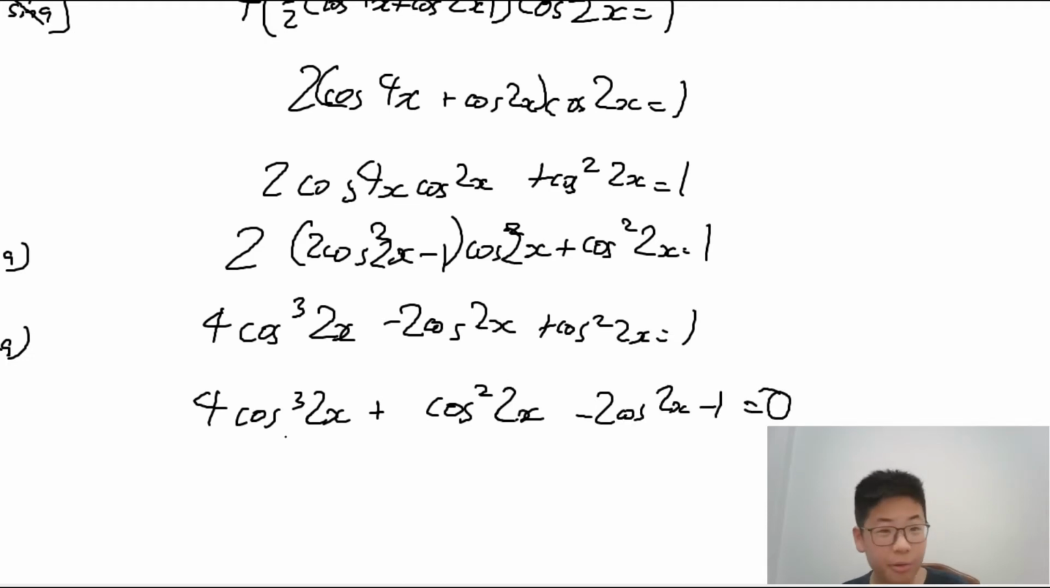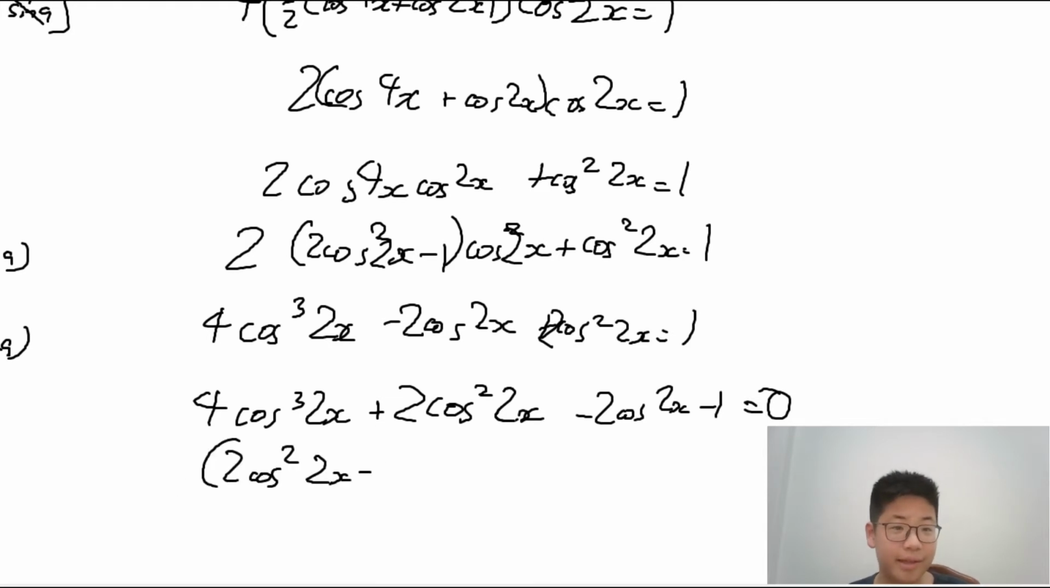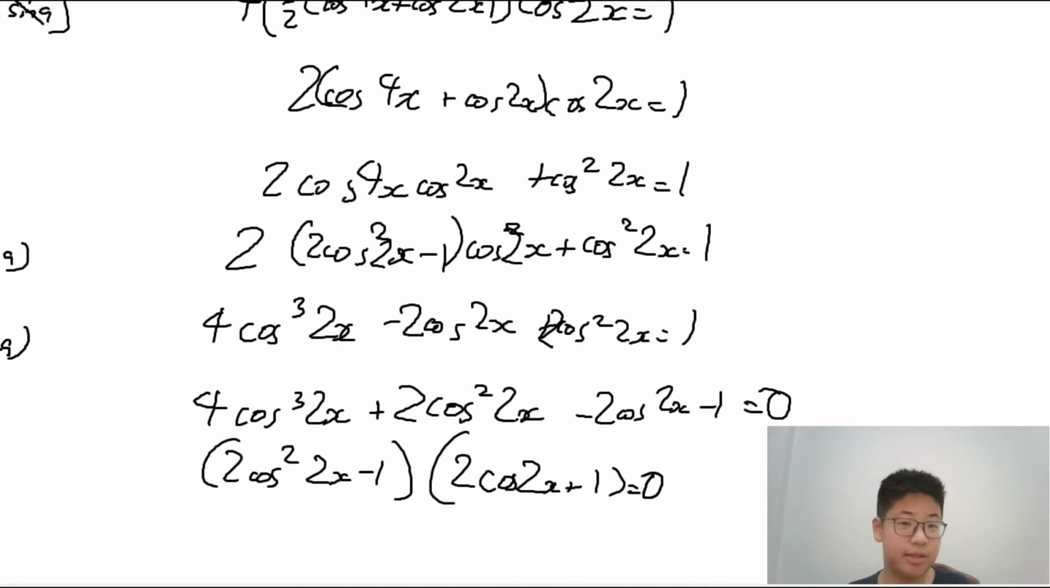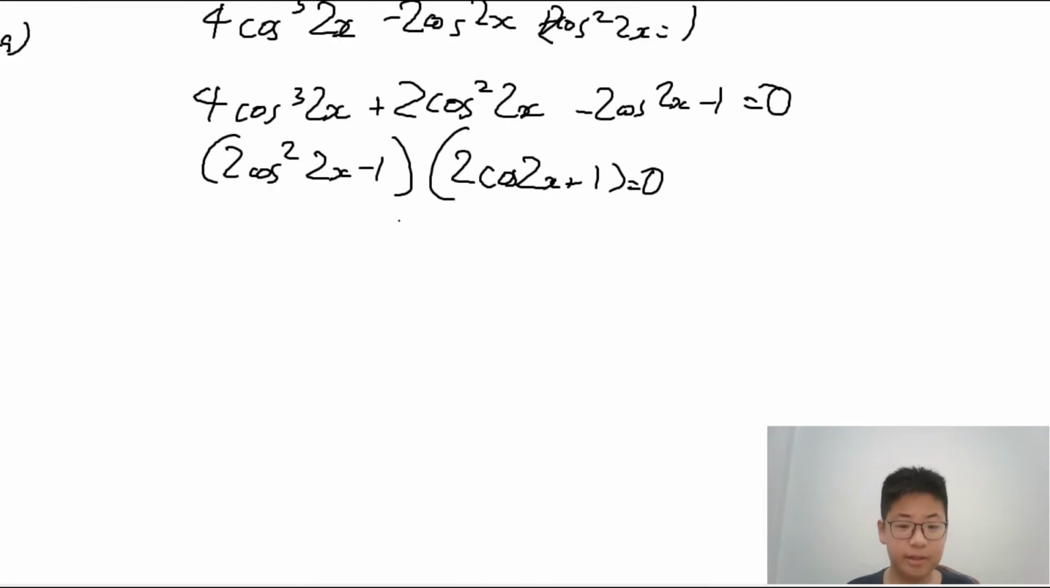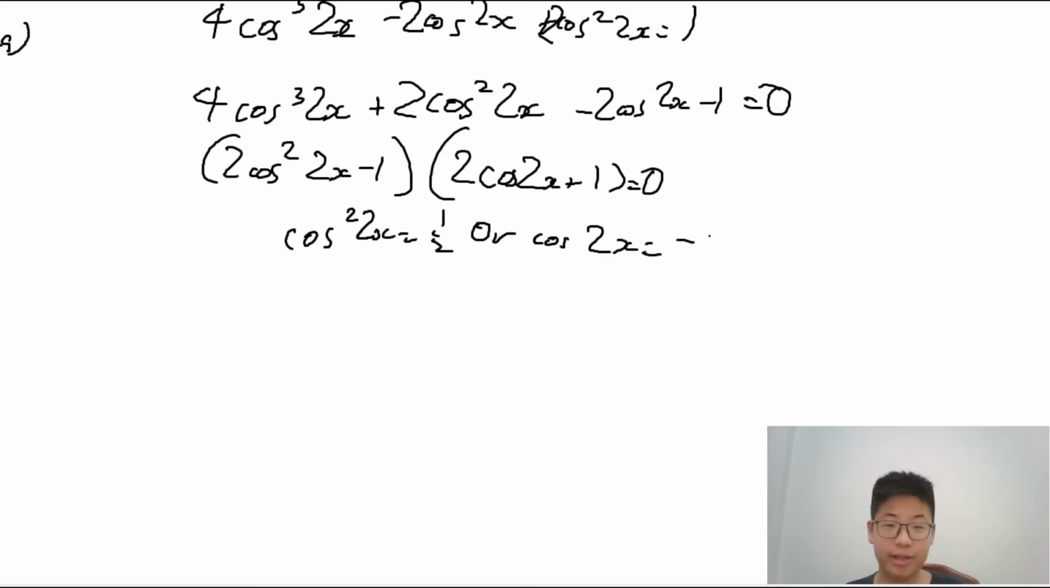There. Now, how are we going to solve this? We can factorize it for a start. So this is supposed to be a 2 again. And then 2 cos squared 2x minus 1. And then we see this. And then you can see the other factor, which is 2 cos 2x plus 1 equals 0. And then cos squared 2x equals half, or cos 2x equals negative half.